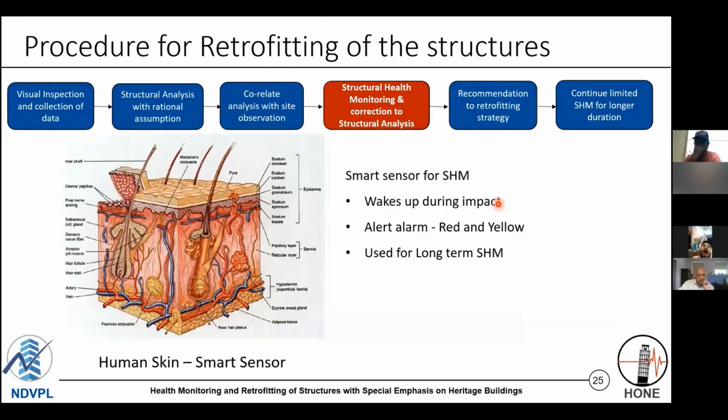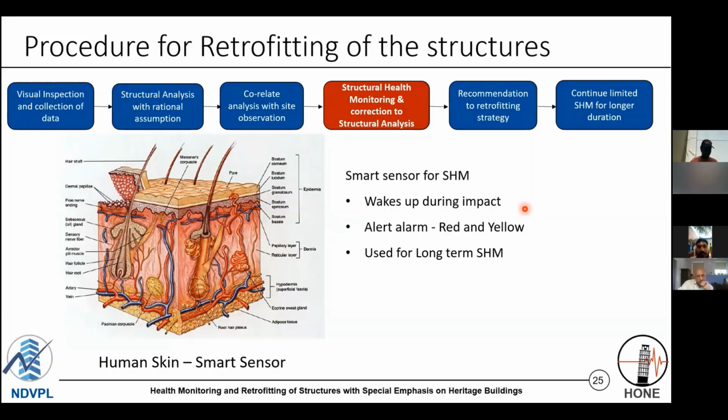Nowadays, smart sensors are available. Smart means a sensor which wakes up during the impact, when it's most needed, so it consumes minimum battery and requires minimum maintenance. An alert alarm system can be installed. Like we worked in Qatar. Similarly, we saw another project where we contributed, a metro, where the alarm system was installed.